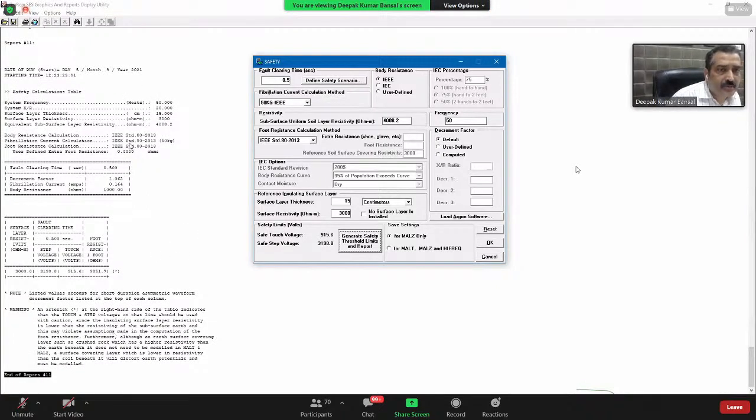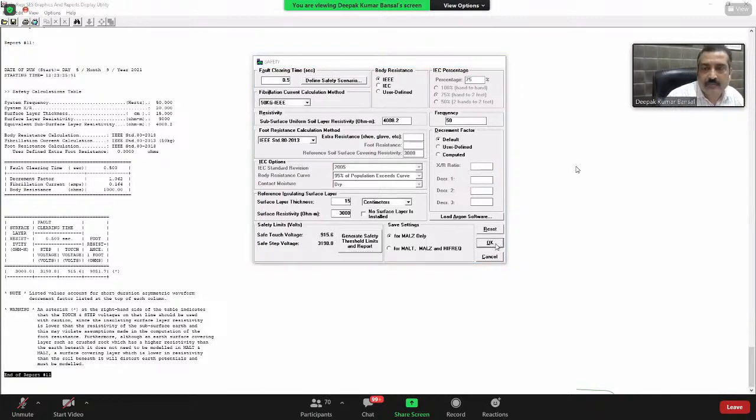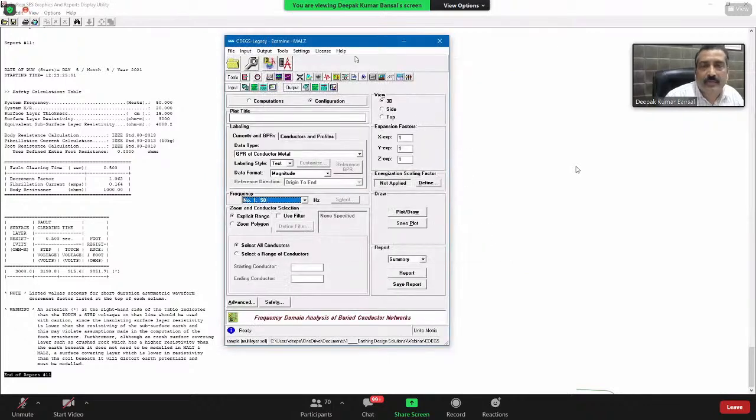This kind of report is also generated, where the fault time of 0.5 seconds, safe touch voltage, safe step voltage, surface layer resistivity, everything is mentioned here. Extra resistance of shoe, glove, etc., we are not taking into account because we want to see the worst case scenario. If we take that into account, then our safe limit will again increase. We will okay it and go back to the examine module.